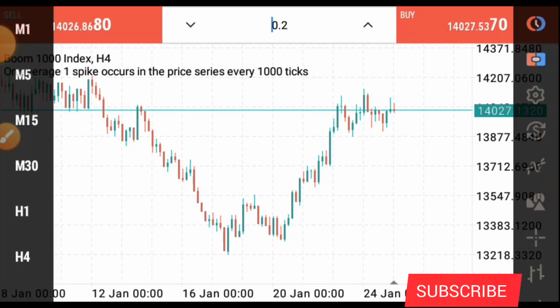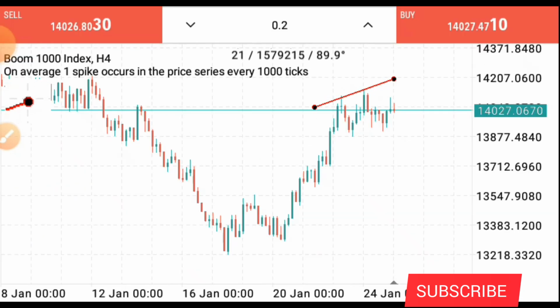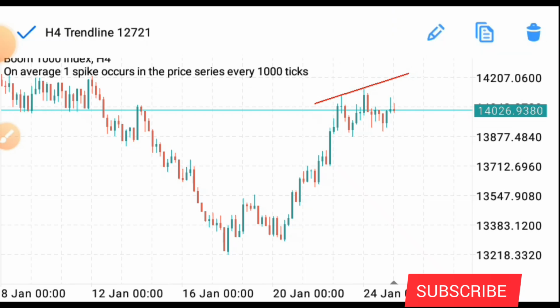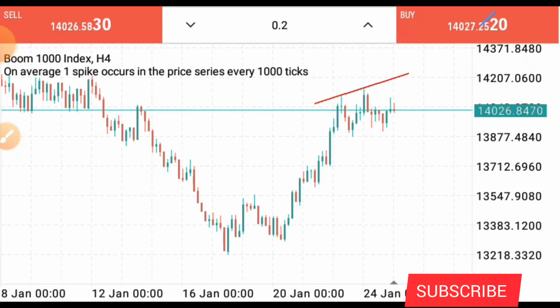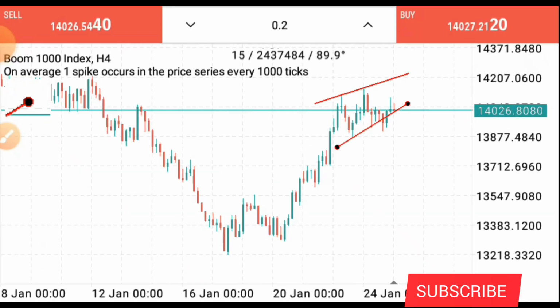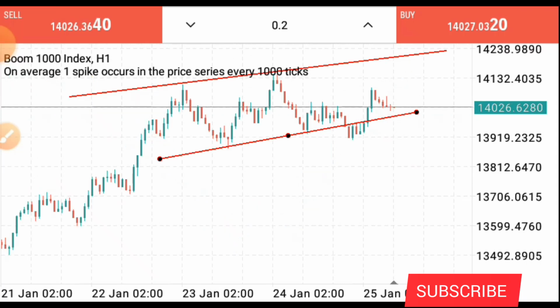So this is what I can spot here. I'll connect this one here, and then I'll connect the down one here. You can see this, guys. So after doing this, I'll head down to the 1-hour time frame.